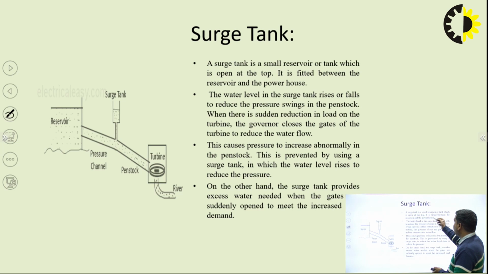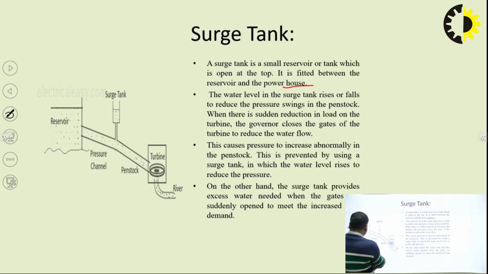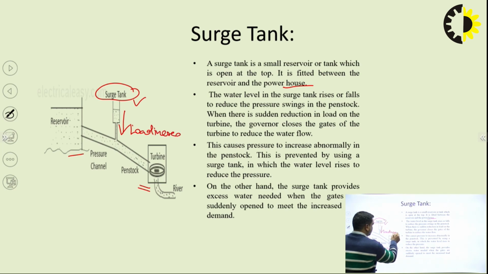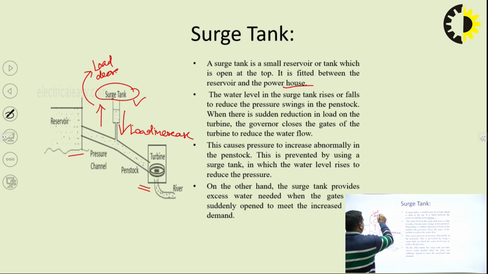It is a small reservoir that we have discussed, which is open at the top. It is fitted between the reservoir and the powerhouse. Here we can see that this is the reservoir, and this is the turbine. In between is your surge tank. Okay. This is your surge tank that is connected in the upward direction. In case the load demand increases, we can take water from the surge tank, and in case load demand decreases, water is uplifted to the surge tank. In this way we balance the system.